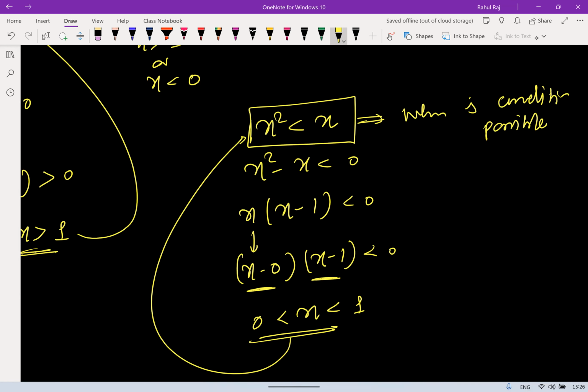When is the condition possible, or for what values of x is this condition possible? Because if at all they want you to take a value of x that lies between 0 and 1, they will not directly give this for sure. They will 100% give you this expression. You have to have a by default understanding that this expression will only suffice for the values of x that lie between 0 and 1.